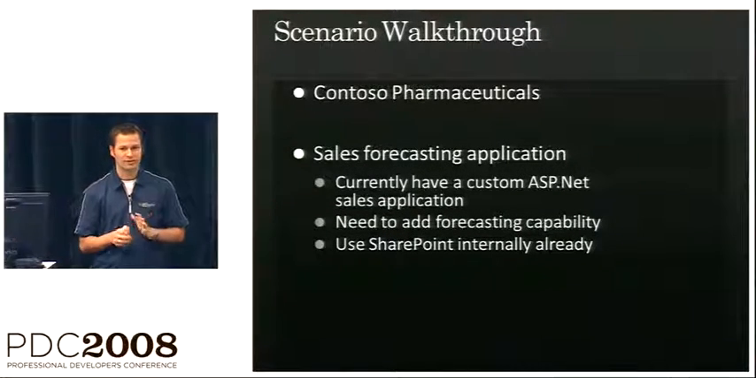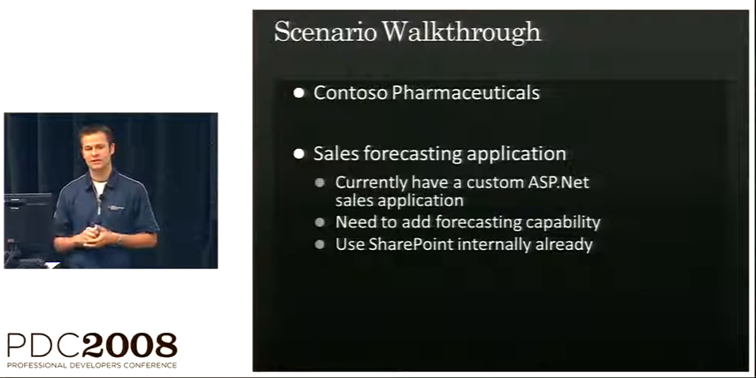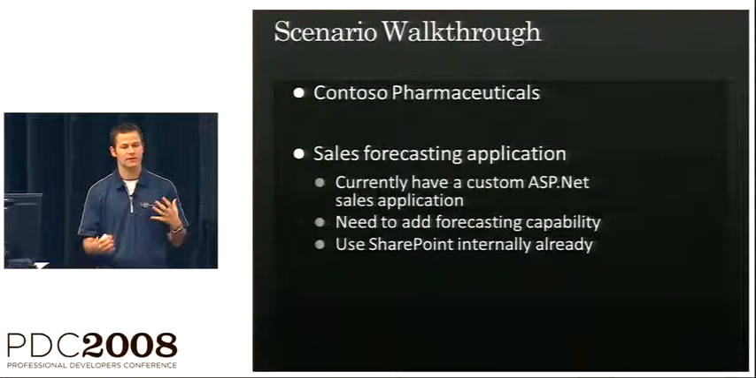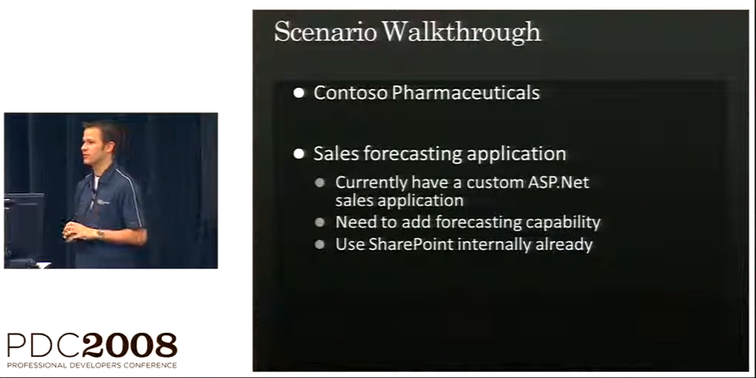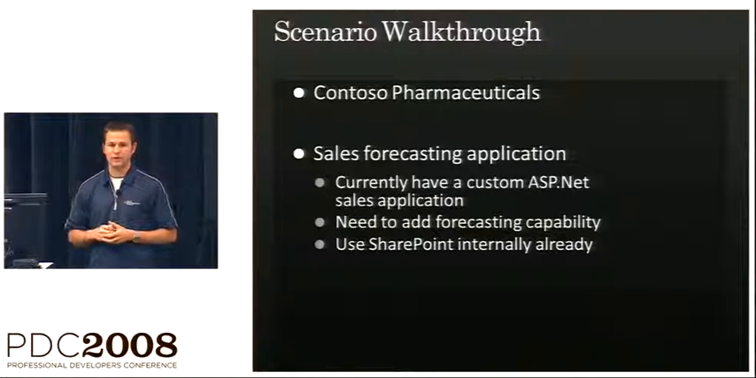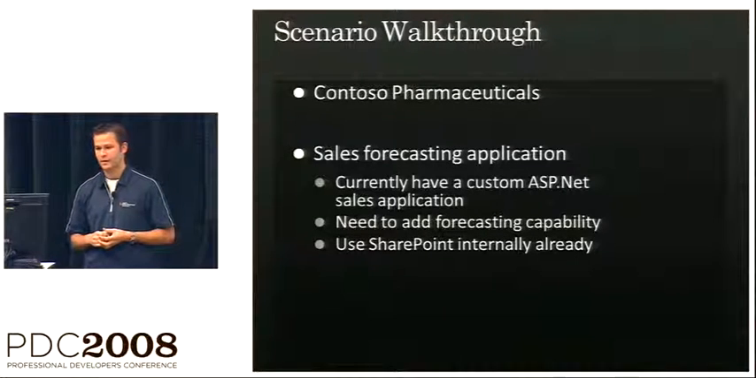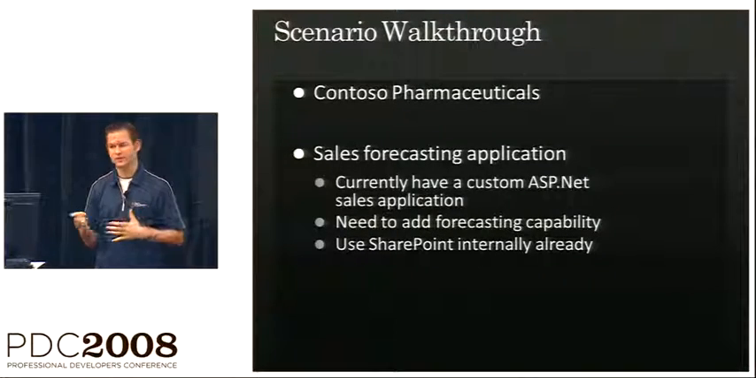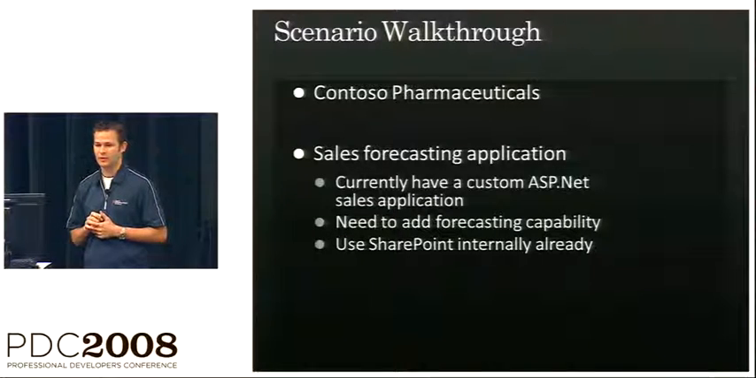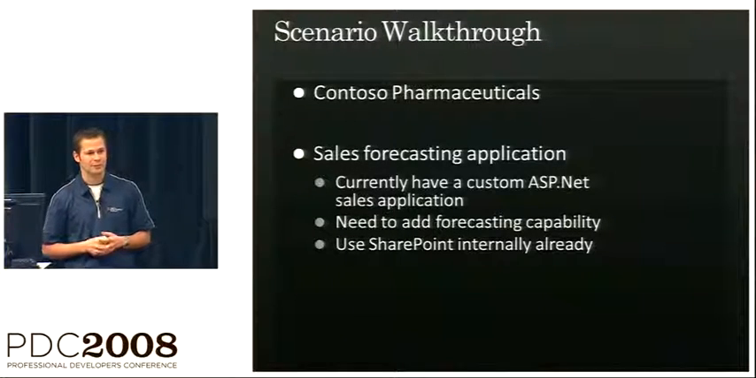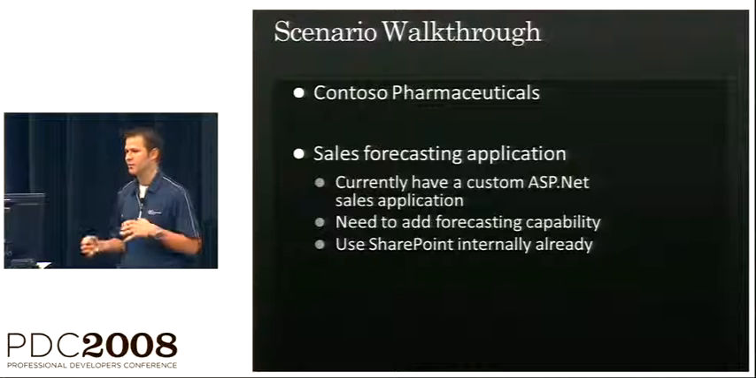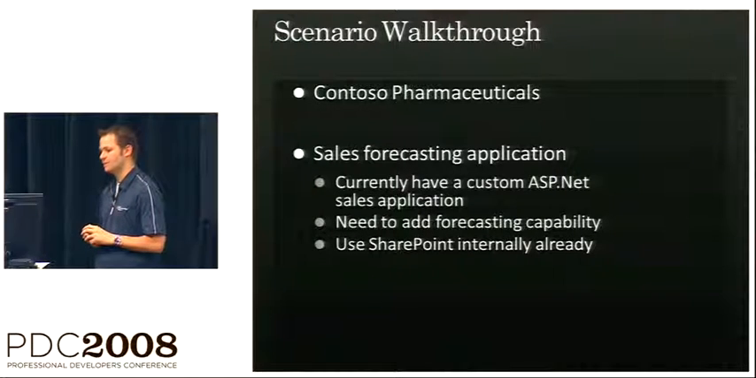So what are we going to build out today? Well, we're going to walk through the extensions in a number of different ways. We're going to add a bunch of different things to a Visual Studio project to help build out a fully fledged application. And the way we're going to do that is focus on this fictitious company we all know and love, Contoso Pharmaceuticals. And they want to build out a sales forecasting application.